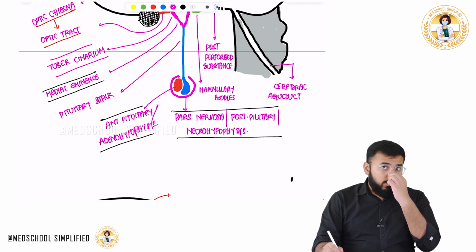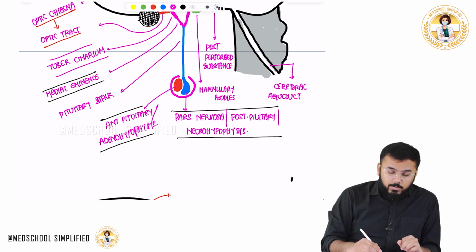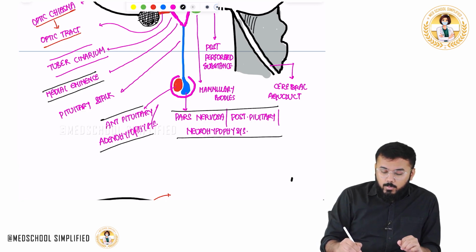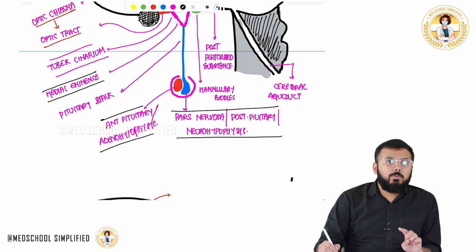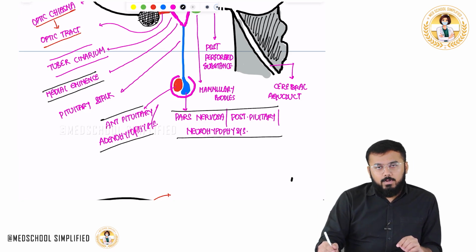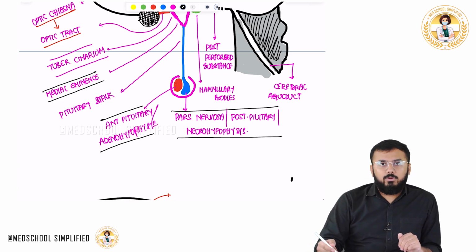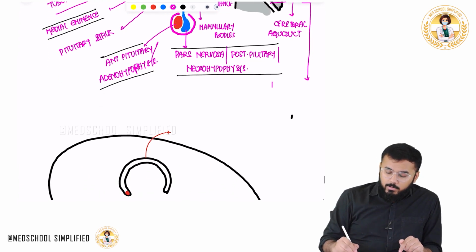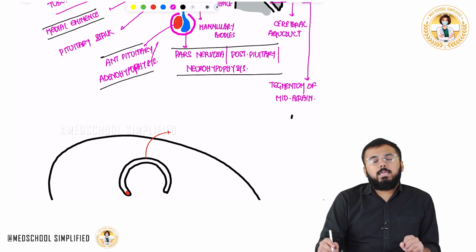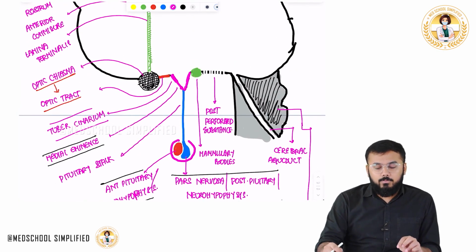And the next important thing you need to remember is that above this cerebral aqueduct, whatever midbrain you can see, all this part of the midbrain that is located above the cerebral aqueduct is called the tegmentum of the midbrain. So dorsal to the cerebral aqueduct, not ventral, dorsal or posterior to the cerebral aqueduct, or above the cerebral aqueduct, that part of the midbrain you should call the tegmentum of the midbrain.